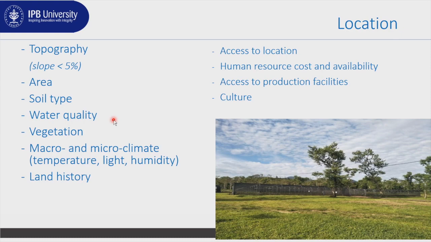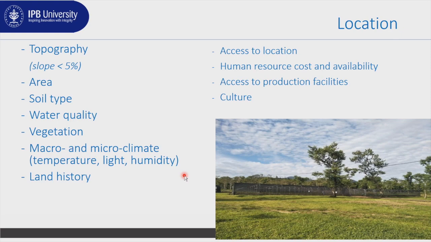And then also the vegetation. You should look into the vegetation, and by looking at the vegetation, you can try to predict the quality of the land, because some plants can be an indicator. You can guess about the pH, you can guess about the availability of plants that can be grown in your area. And then also you should think about macro and micro climate, temperature, light, humidity. Is it good for most of the plants you want to propagate? If not, then you should think about how to cope with it, such as using a greenhouse, etc.